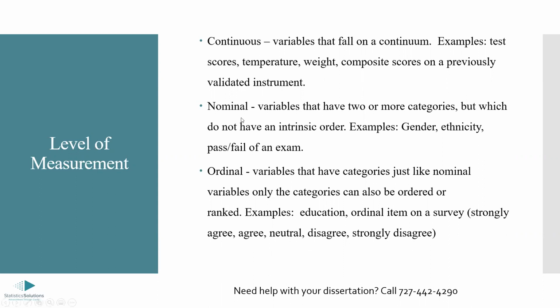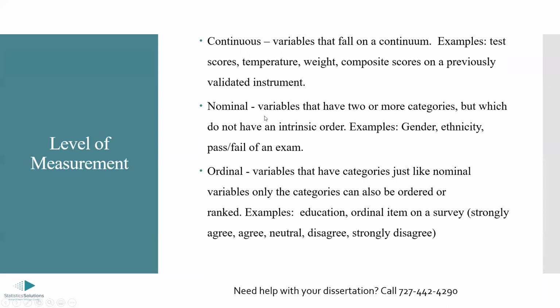A nominal measurement is a categorical variable. So it's a variable that falls into distinct and discrete categories. Examples like this include gender, ethnicity, or passing and failing of an exam. There's not an intrinsic order to these variables. There's no hierarchy. You have male, female, you have white, black, Asian, Hispanic, passing and failing of an exam. Those are 2 discrete possibilities. So that would be a nominal example of a variable.